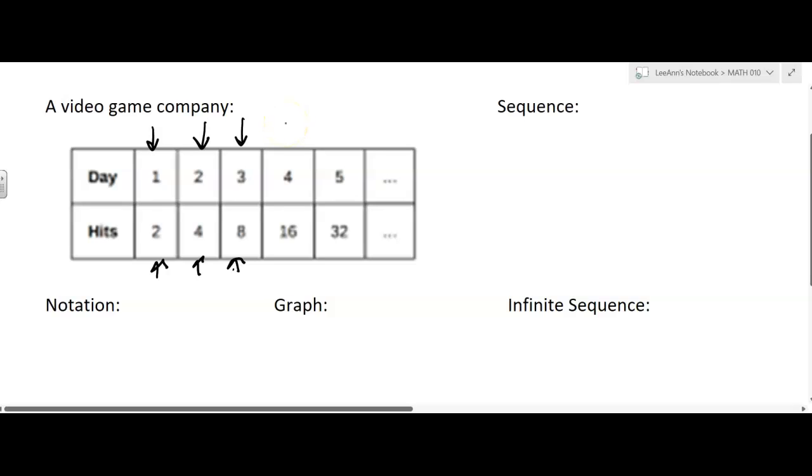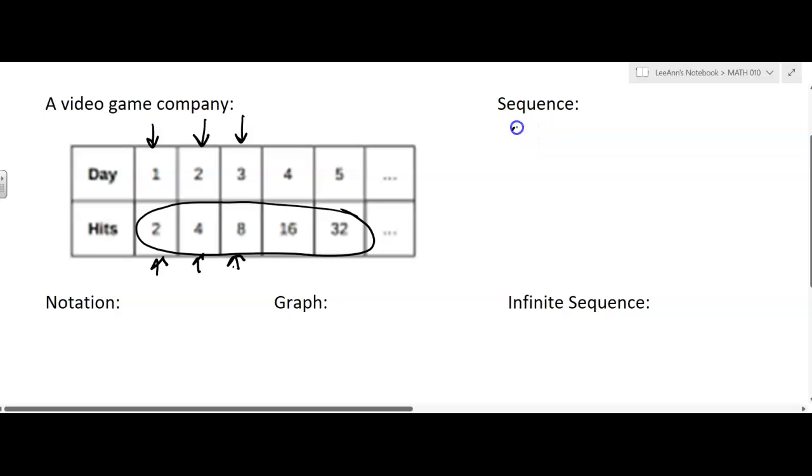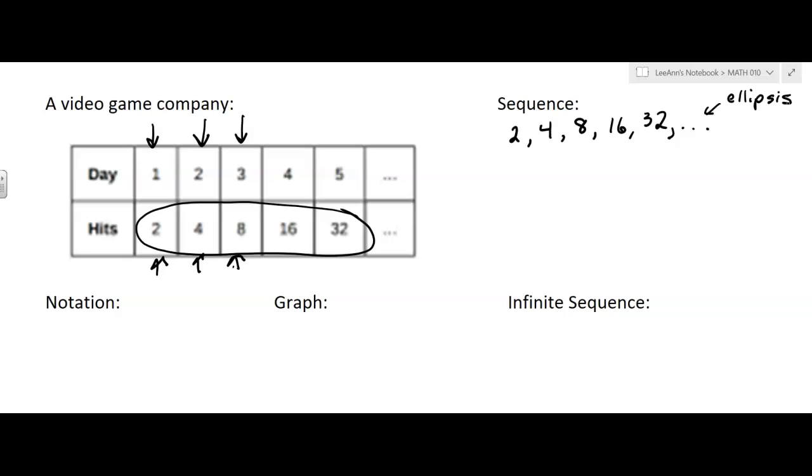So a lot of times that's what we do in math. We look for these patterns. But this represents a sequence. So I'm going to write the sequence here, the hits, right? The way to write a sequence is 2, 4, 8, 16, 32. And then we put these 3 dots. Usually we put a comma and then the 3 dots. Those 3 dots are called an ellipsis. It says this pattern continues this way. So it keeps going. We don't have an end on it, but the 3 dots indicate that it keeps going.